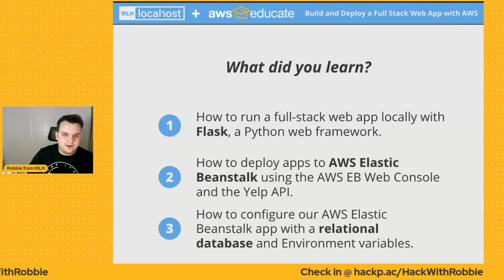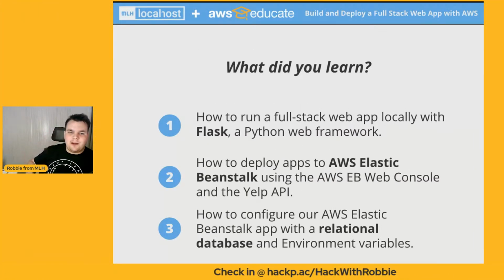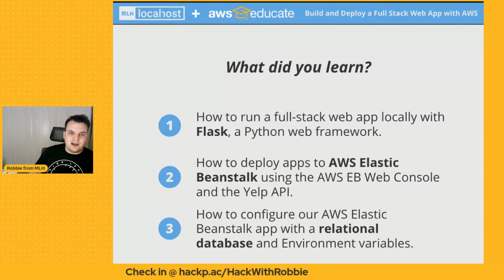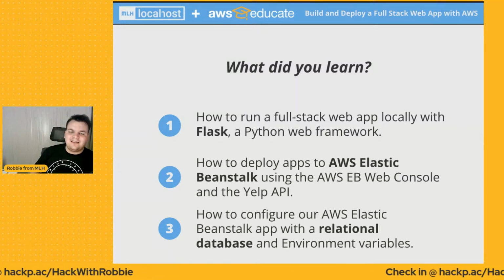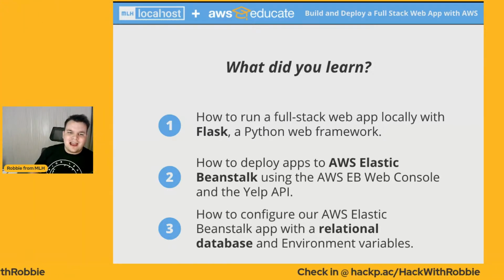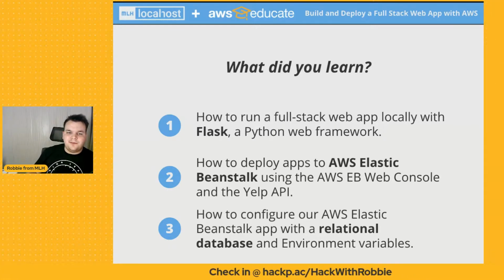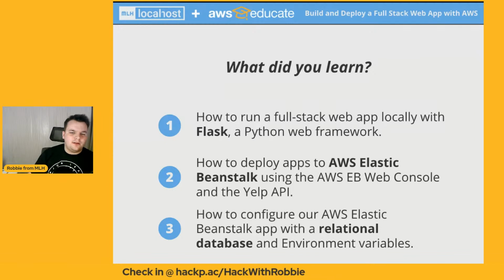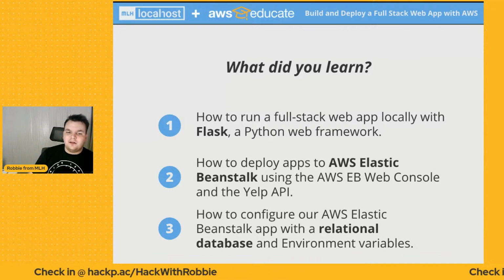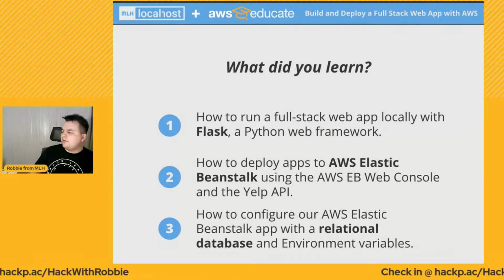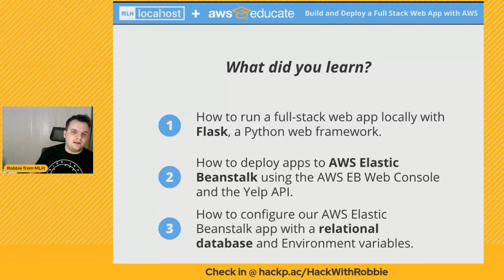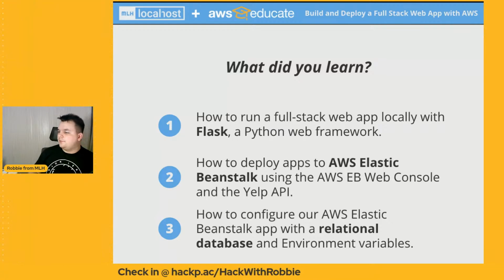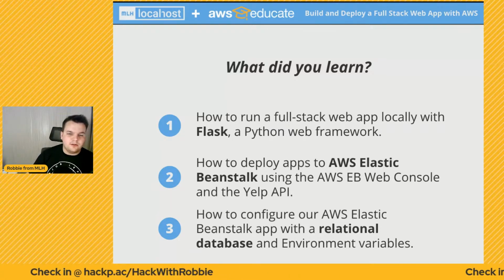Review your next steps. What did you learn? You learned how to run a full-stack web app locally with Flask, a Python web framework. You learned how to deploy apps to Elastic Beanstalk using the AWS Elastic Beanstalk web console and the Yelp API. And we learned how to configure our AWS Elastic Beanstalk app with a relational database and environment variables. Now, interestingly, I don't think we actually used the database at any point. Wasn't there something about the database being used to store people's ratings? But we had a database, which I guess is cool.